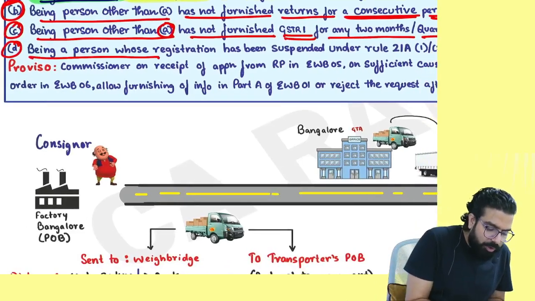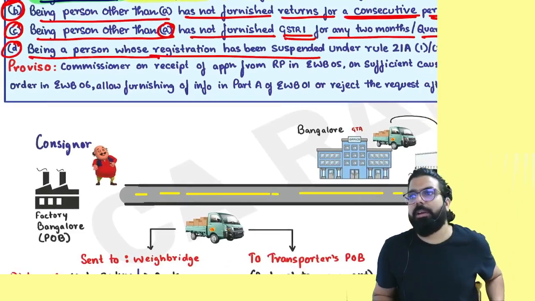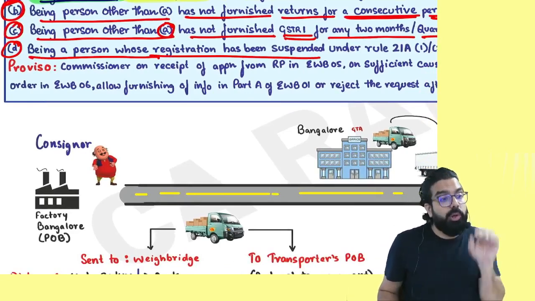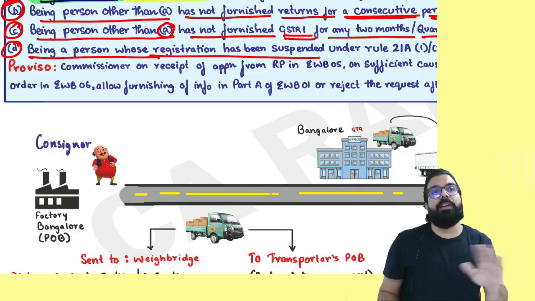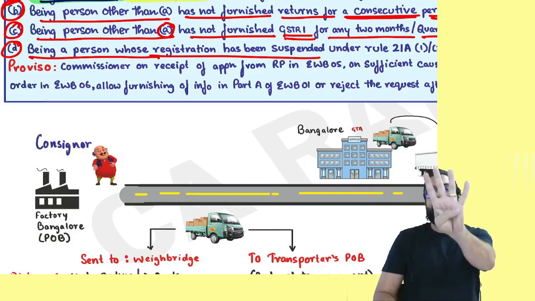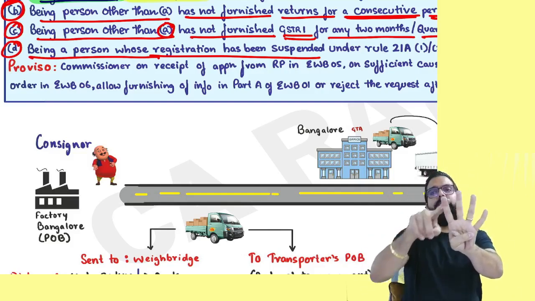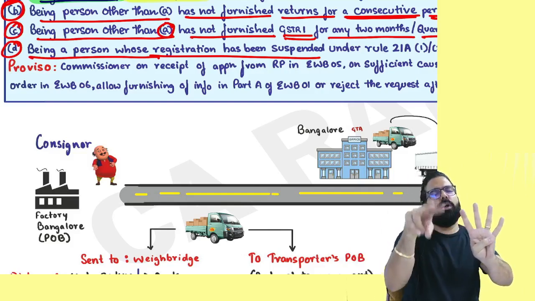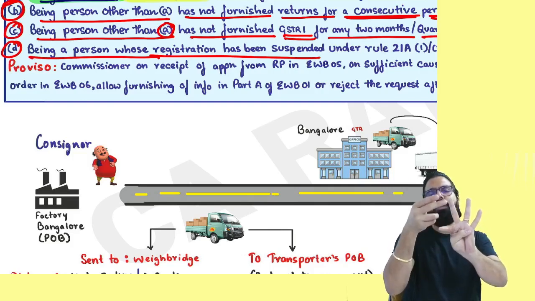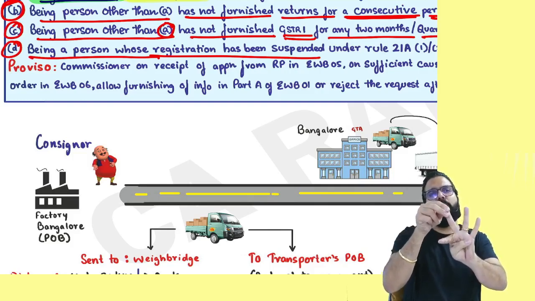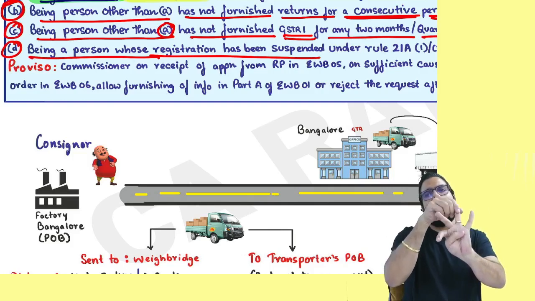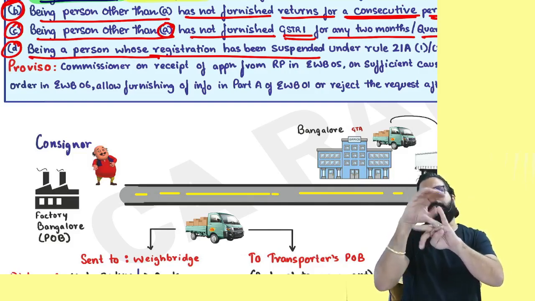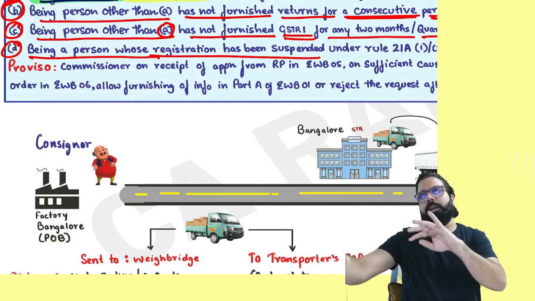A person whose registration has been suspended. Do you remember in your registration chapter, suspension is there. During the period of suspension, you can't generate e-way bill. Can you tell me the 4 cases when your e-way bill portal gets blocked? Number 1, composition dealer, CMP08 not filed for 2 quarters. GSTR 3B not filed for 2 months or 2 quarters. GSTR 1 not filed for 2 months or 2 quarters. Registration is suspended, e-way bill can't be generated.